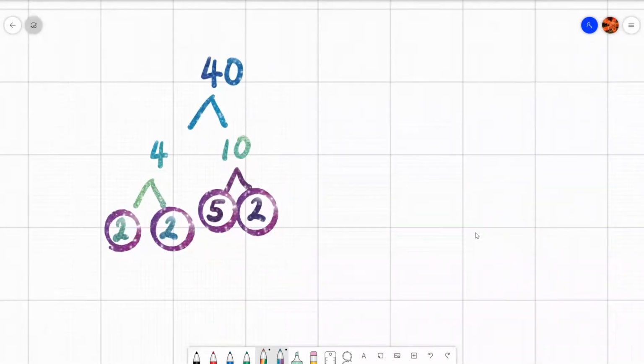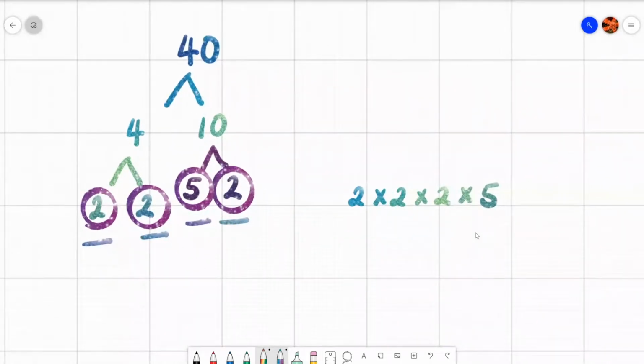Now watch what happens. We write this out as 2 times 2 times 2 times 5. We want the numbers in order. Can you see? 2 times 2 times 2 times 5. And watch what happens. 2 times 2 is 4. 4 times 2 is 8. 8 times 5 is 40. We end up with the number that we started with. So these are the prime factors of 40. They're the prime numbers that go into 40, and when we multiply them together, we end up back with the number that we started off with.